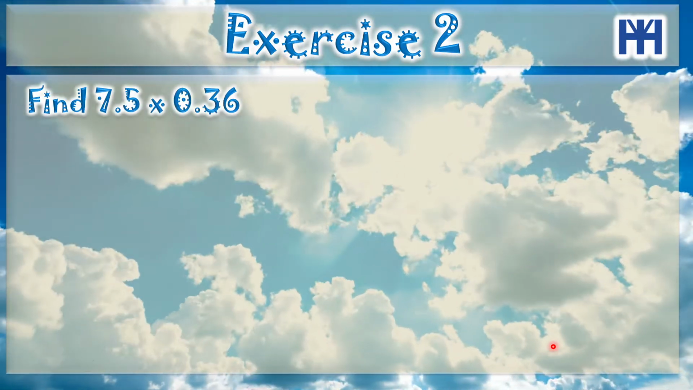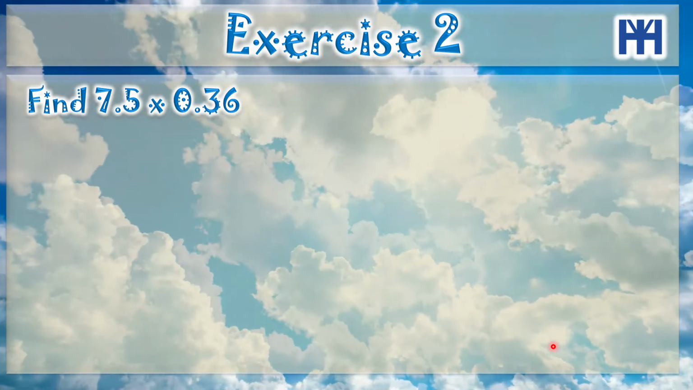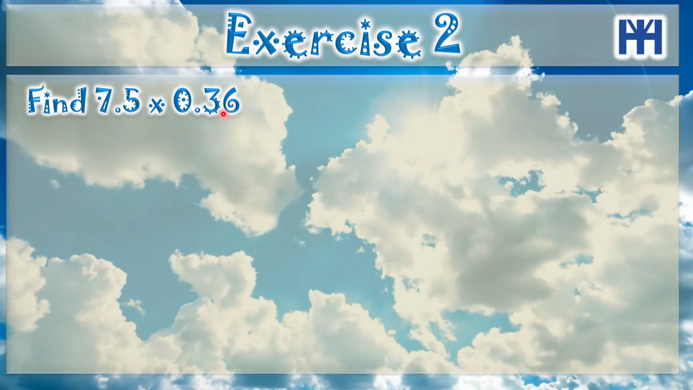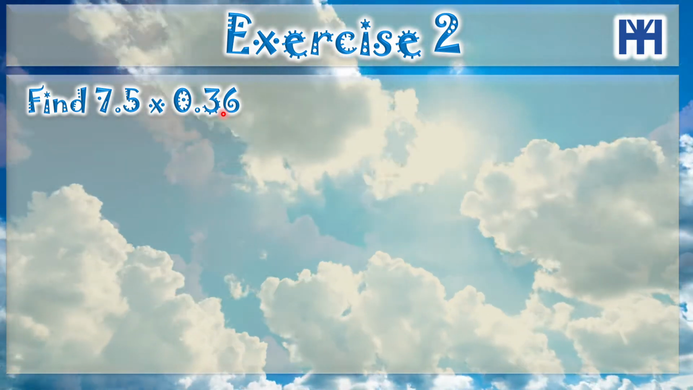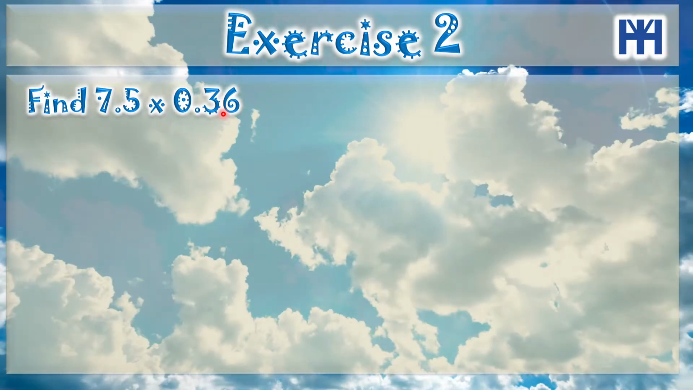Exercise 2. Find 7.5 multiplied by 0.36. So there's 2 numbers here and 2 numbers here, so it's wise to separate them. But in doing that, no need to write the decimal point. Let's find 75 times 36.